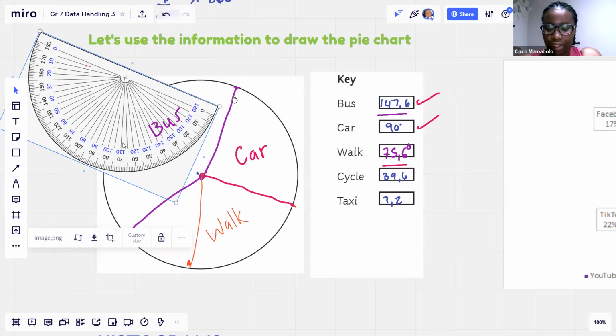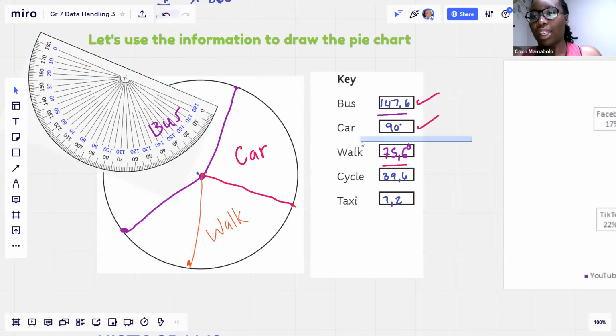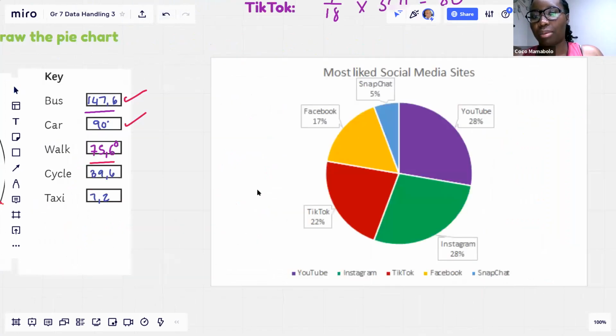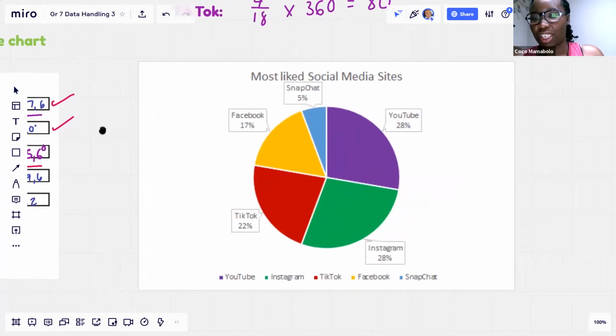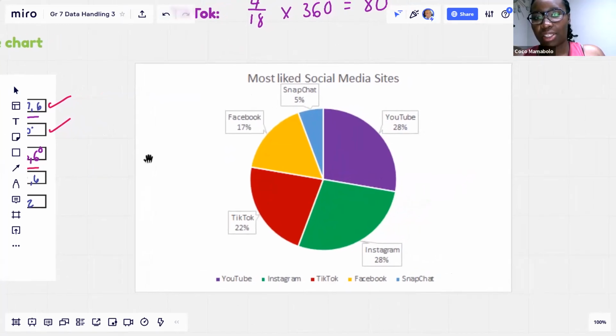Okay, now if we had to look at our social media one, this is what it would look like. Not that. This is what the social media one looks like, which is a little bit better when we look at the percentages like this, because we know that Instagram and YouTube were the biggest, so they're the same size. Can you guys see that? They're the same size. TikTok was a little bit smaller than the two of them because YouTube and Instagram had 5 each, TikTok had 4, and then Facebook had 3 and Snapchat had 1.